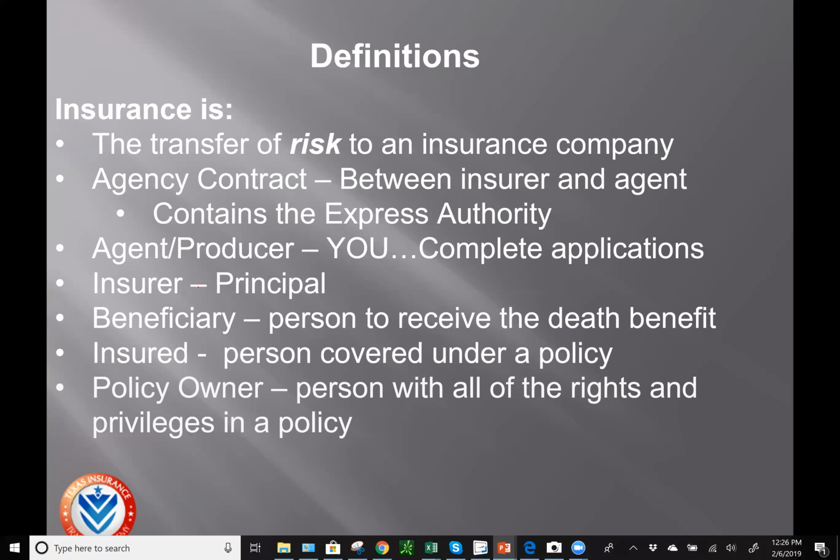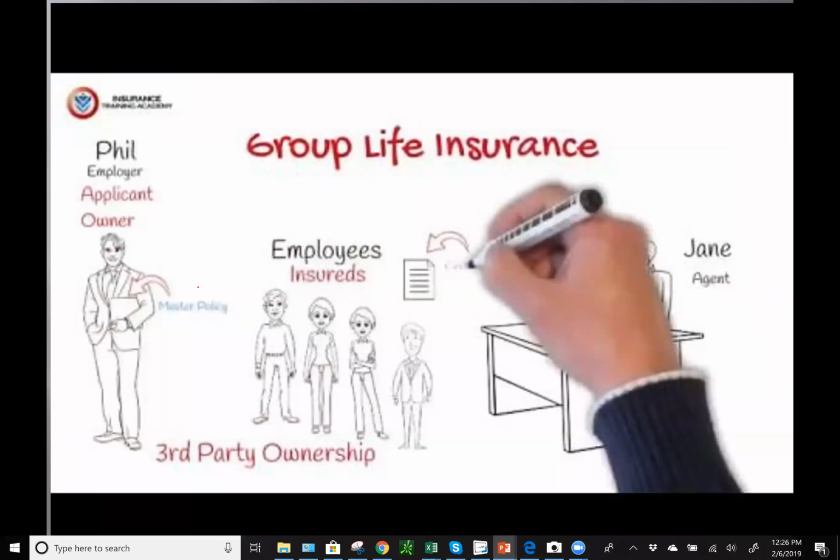Next, we have the policy owner. Now, the policy owner has all of the rights and privileges in a policy. And so let me show you a quick video about the policy owner here.